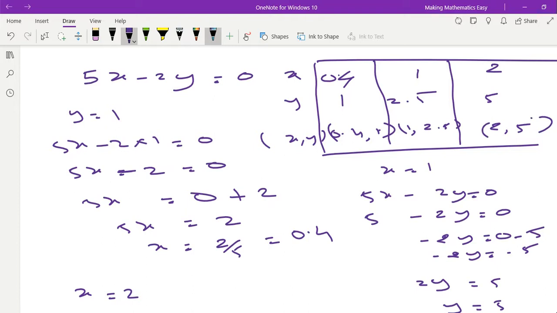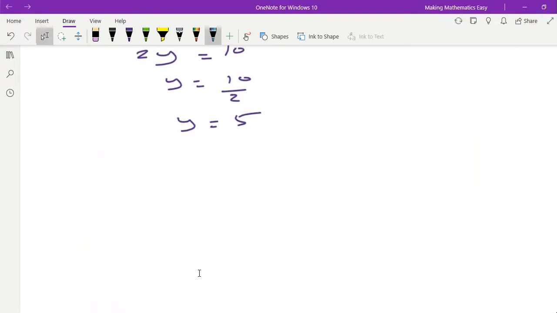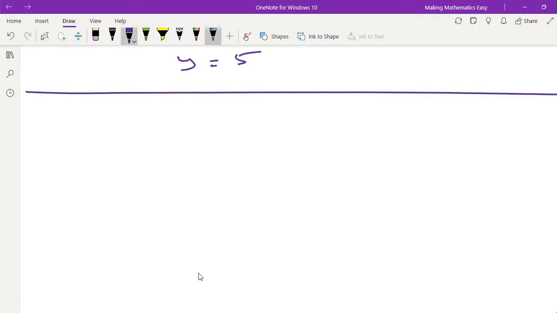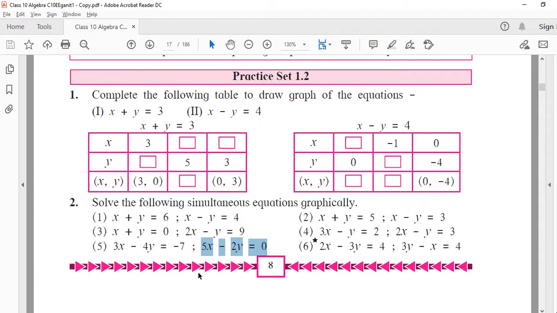Okay, so this is your second table for the second equation. You can plot these points on the number line and join the coordinates, and the intersection point will be your solution of the equation. Let's move on to sum number 6. Again over here we will be doing only the table. If you face any difficulty with the graph, do let me know. We can think of something.